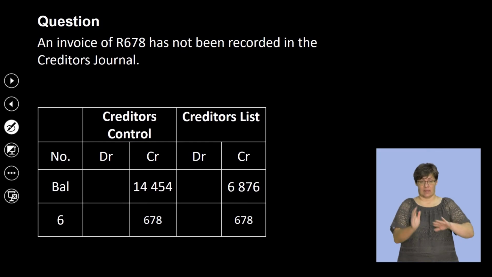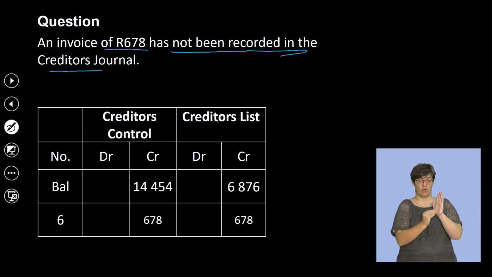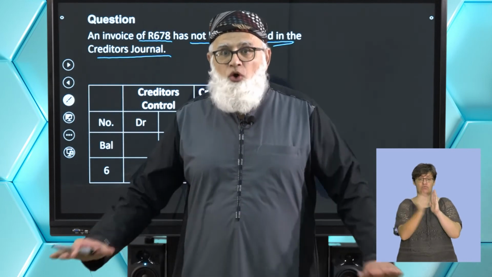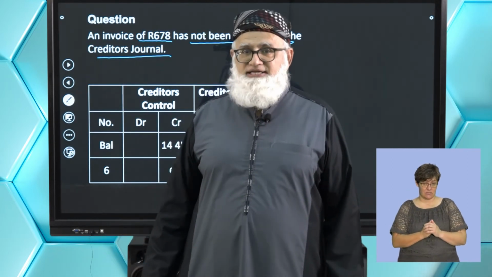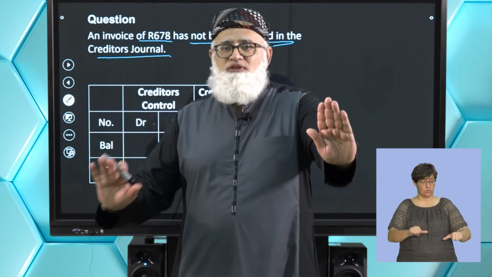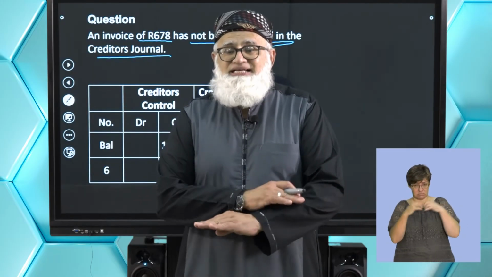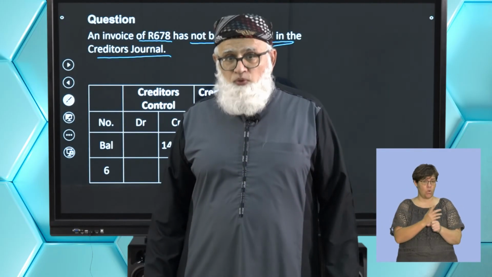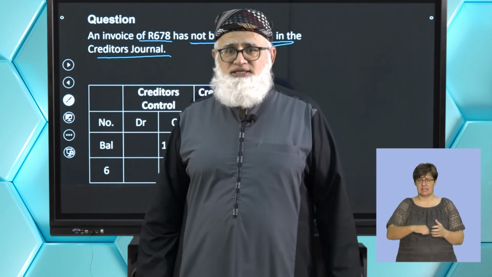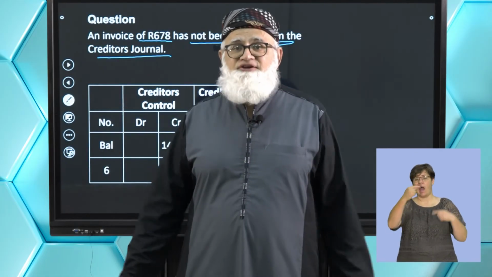Next one. An invoice of 678 has not been recorded in the creditor's journal. My first question to you is, the transaction was left out completely. It means not recorded at all. Now the question arises, will my control account agree with my list if a transaction is left out in totality? And once again, the answer is yes. Your control account will agree with your list. That's assuming all other entries are correct.